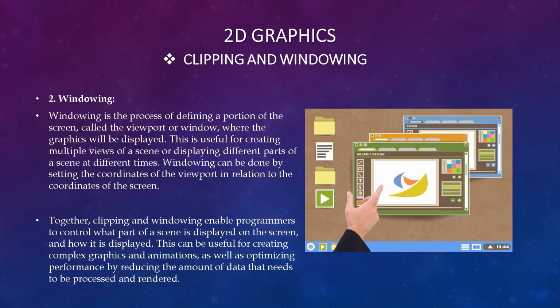Clipping and windowing enable programmers to control what part of a scene is displayed on the screen and how it is displayed. This can be useful for creating complex graphics and animations, as well as optimizing performance by reducing the amount of data that needs to be processed and rendered.